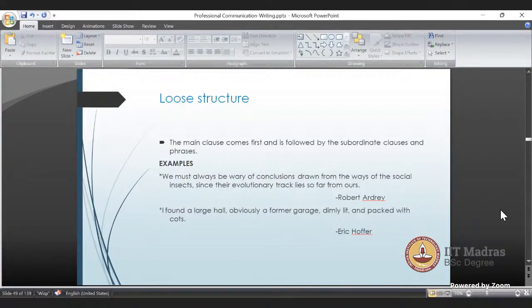However, the first part, I found a large hall, becomes your main clause, and that is the main idea that the writer wants to express. Major thing is that I found a large hall. The rest of it goes into details which are less important than the previous one.